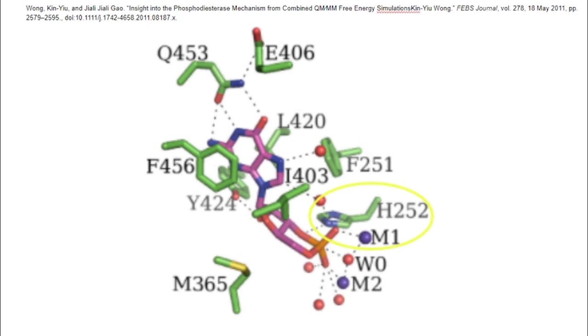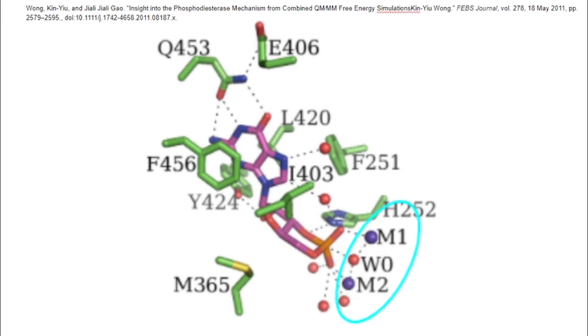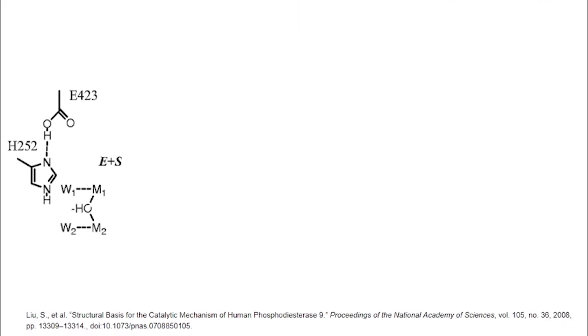We also find 2 metal ions in our hydrolysis center, and those are circled in light blue. They're denoted in this diagram as M1 and M2, so just want to make sure that's clear. In PDE-9, the cations are manganese and magnesium, and we can also see we have water being flanked by those cations, and that's labeled with a W. So let's look at the reaction now.